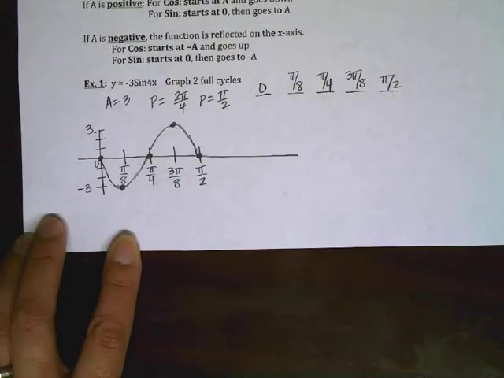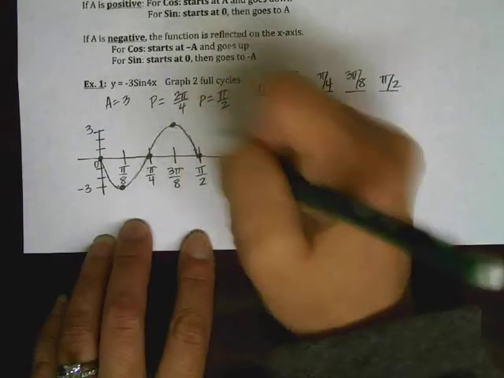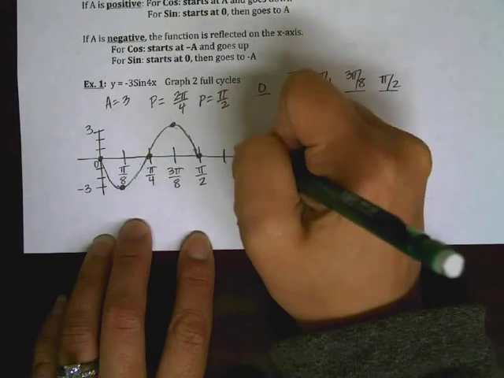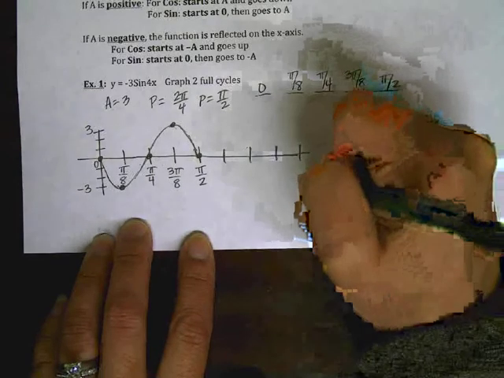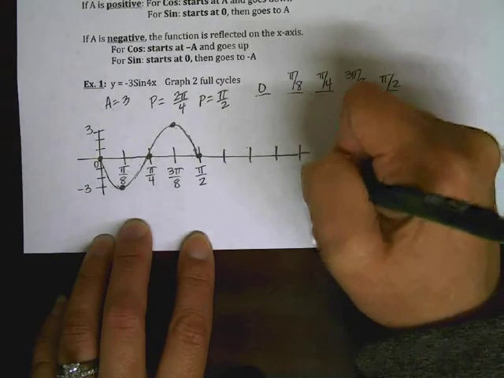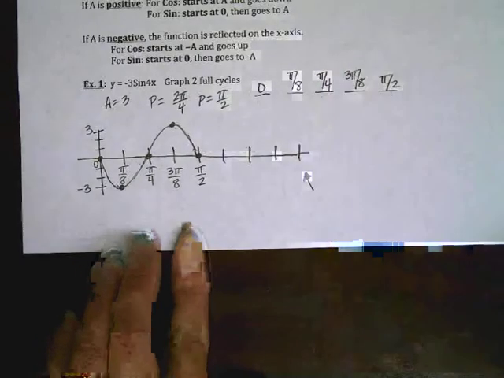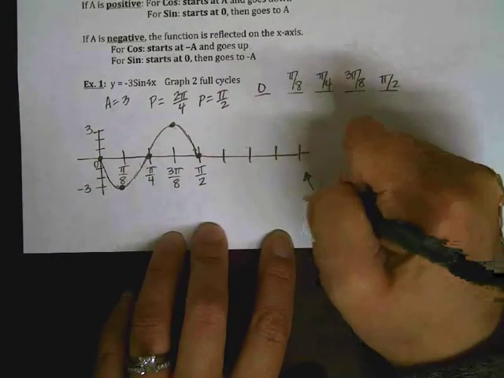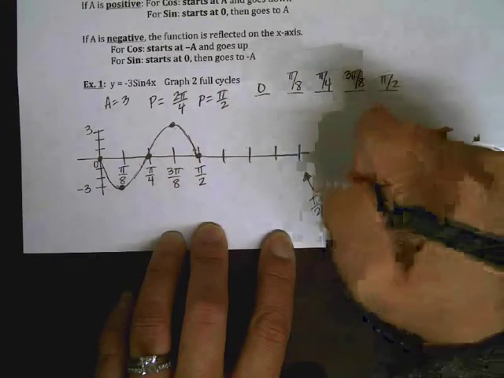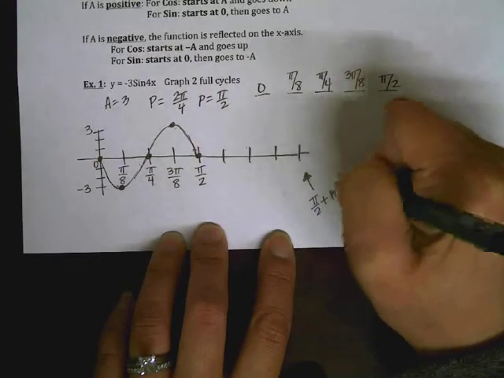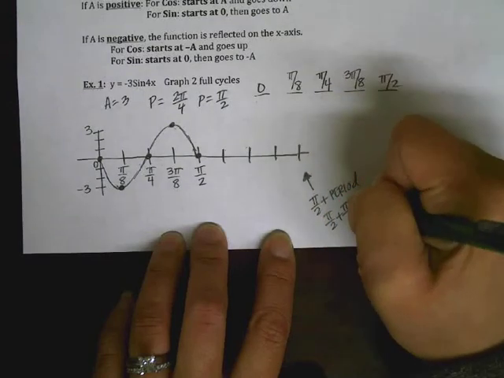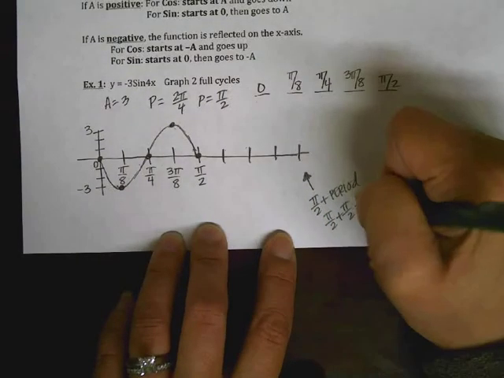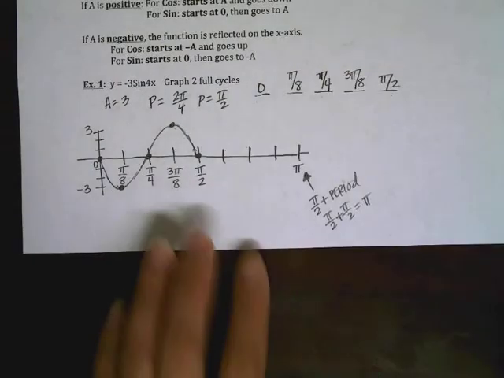But this says to graph 2 full cycles, so we're just going to continue with 4 more sections. Now the very last coordinate point of your cycle is you're going to take the end point and you add the period to it. Okay. So pi over 2 plus pi over 2 means that it's going to end at pi.